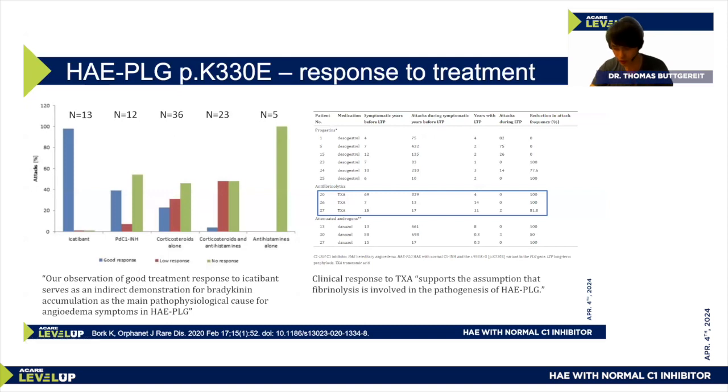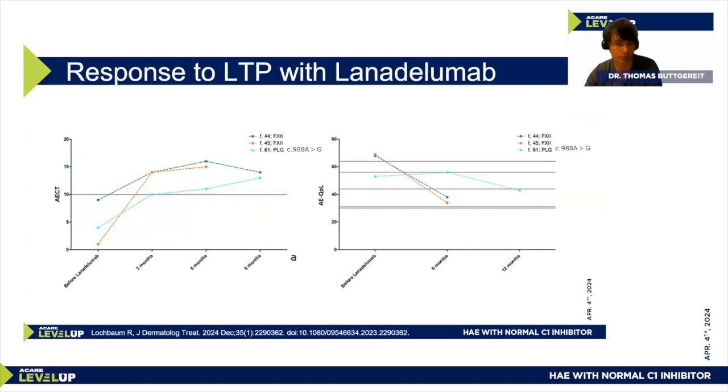So as I said, what's known to treat these patients, what Konrad Borg has published, is that they observed a very good response to bradykinin receptor antagonists, which is a strong hint, like in our patient, that this angioedema is bradykinin mediated. They could also show that many patients responded very well to tranexamic acid, which also supports that fibrinolysis is involved in the pathogenesis of HAE with plasminogen mutation. And when you look in the very recent literature, you see even some cases where one patient with the plasminogen mutation responded very well to lanadelumab, a kallikrein inhibitor. As you can see here, patients with factor 12 mutations, but also one patient with plasminogen mutation, showed response in the AECT and also improved in the quality of life questionnaire.